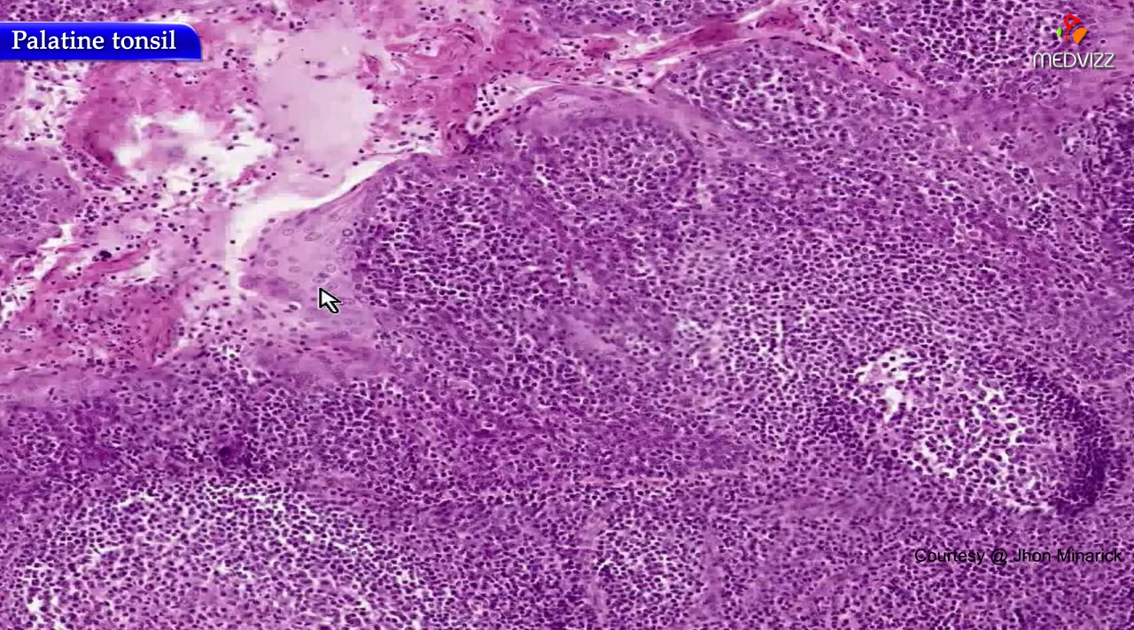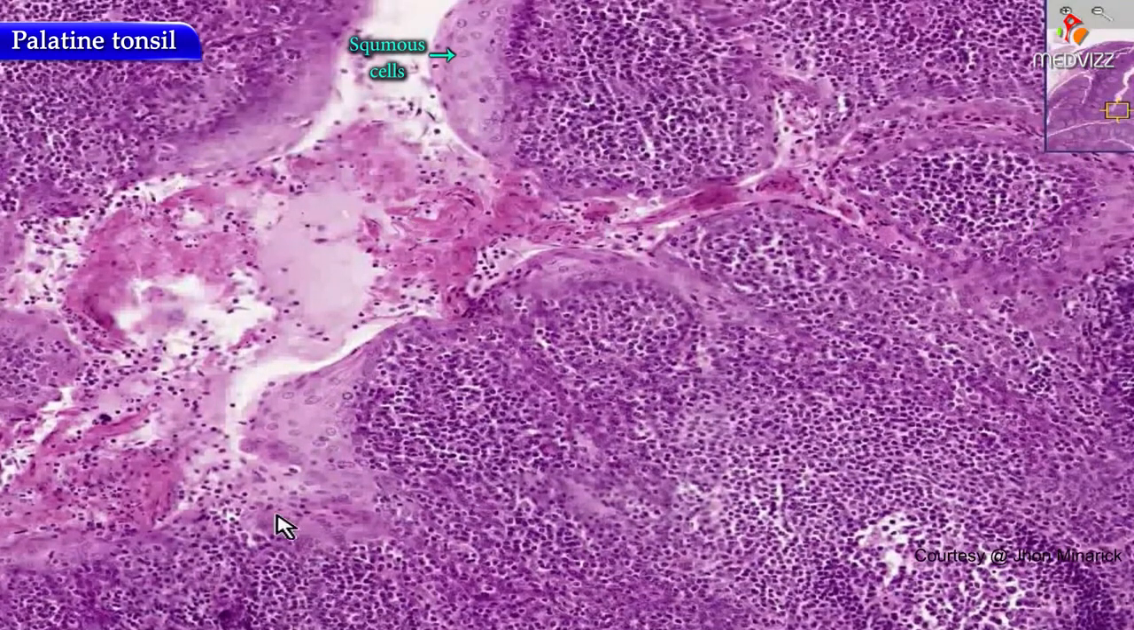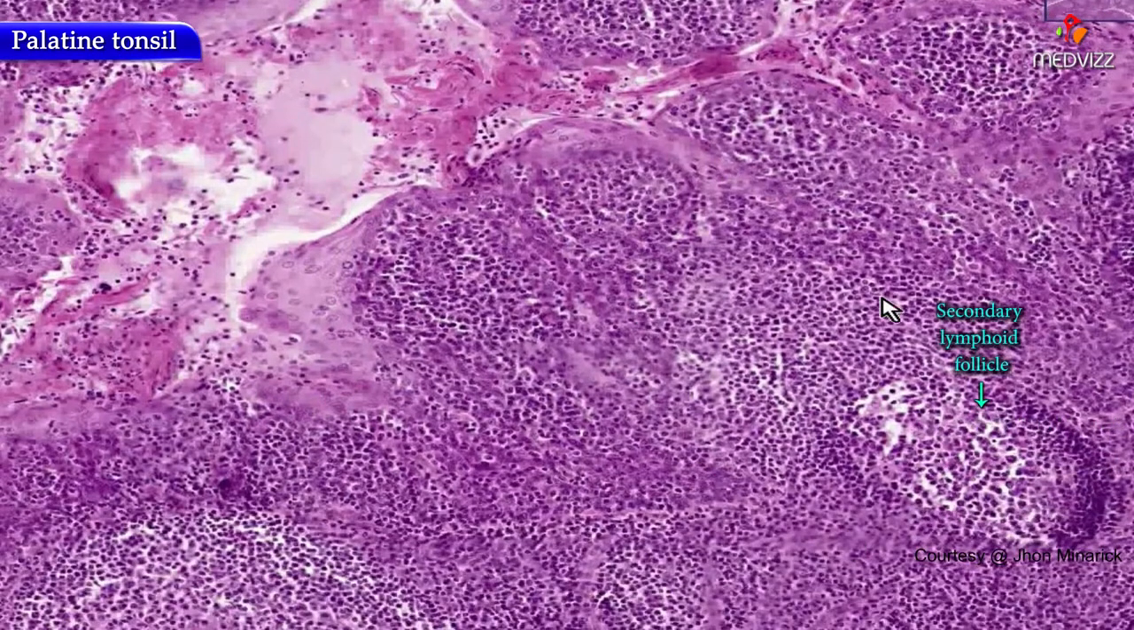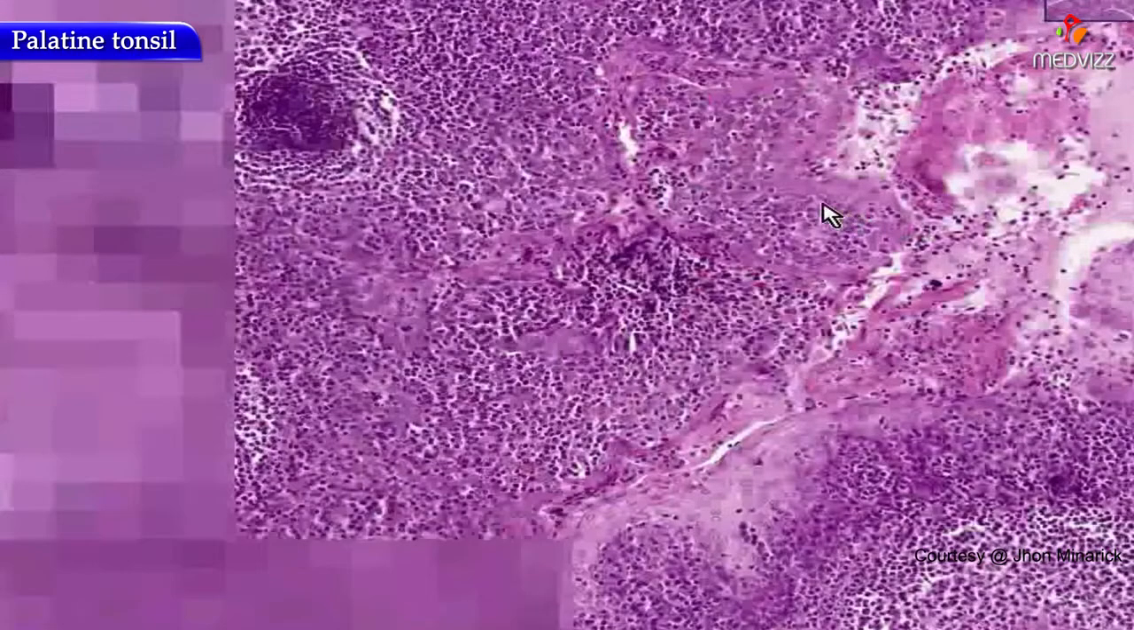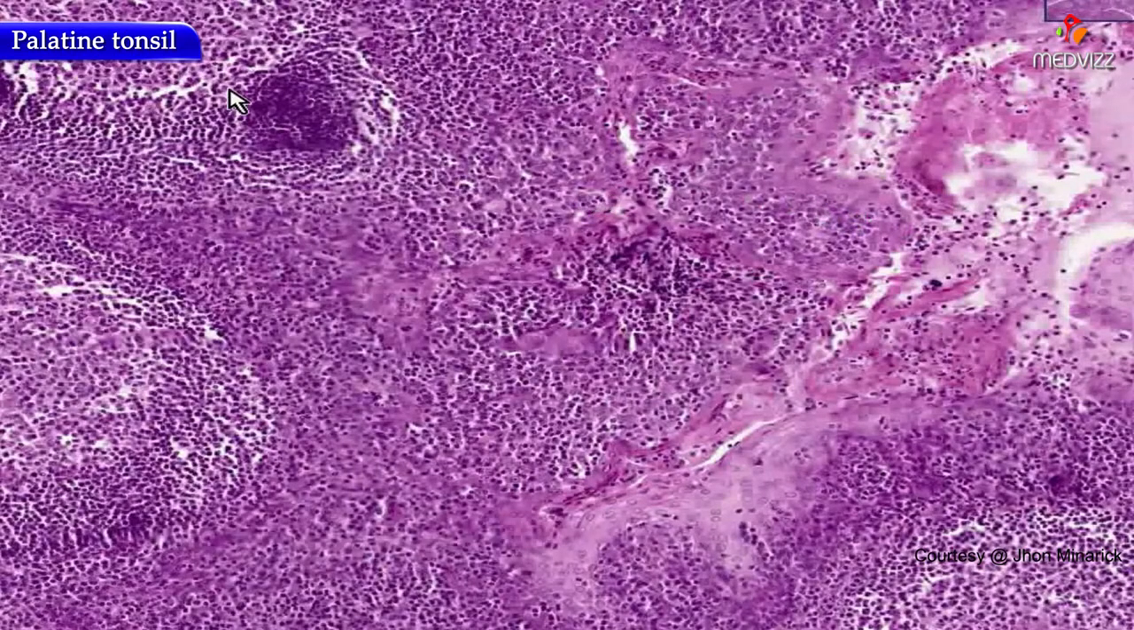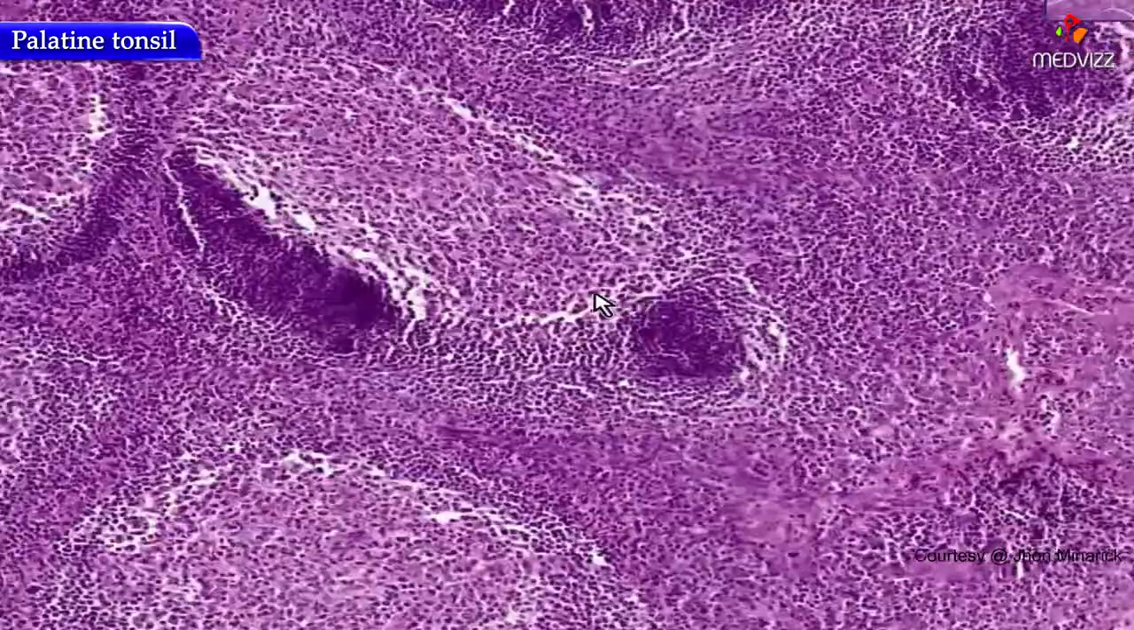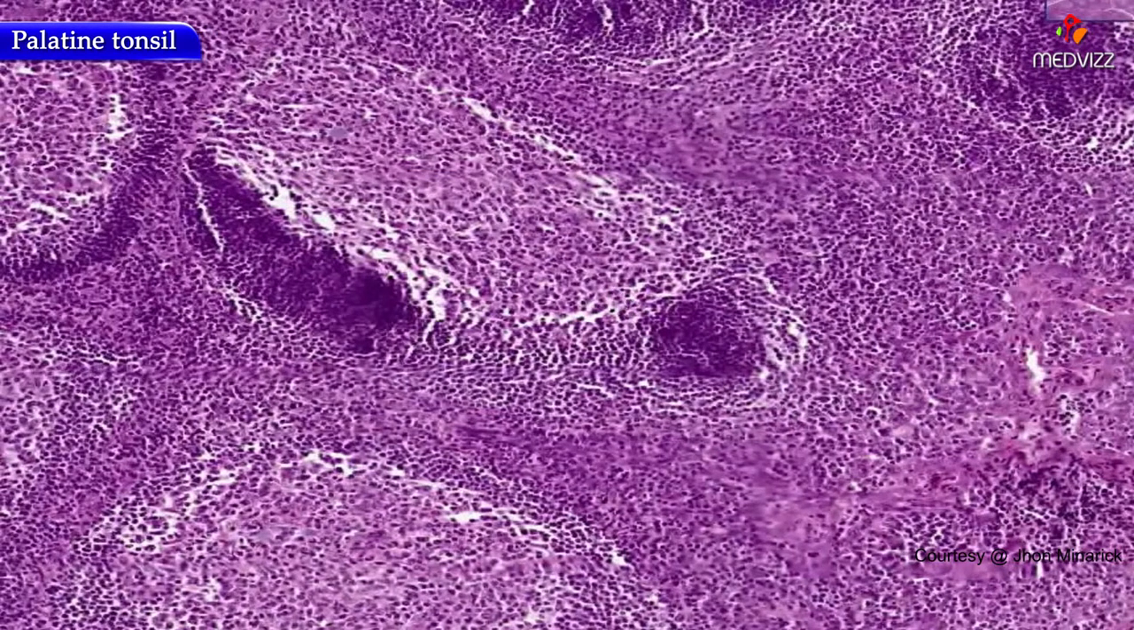Is there anything in this field you can't identify? Here's squamous cells, here's secondary lymphoid follicles, here's germinal centers, and really I can't think of anything other than what we just said that is the architecture of a tonsil. So, as we said before, I thank you very much.